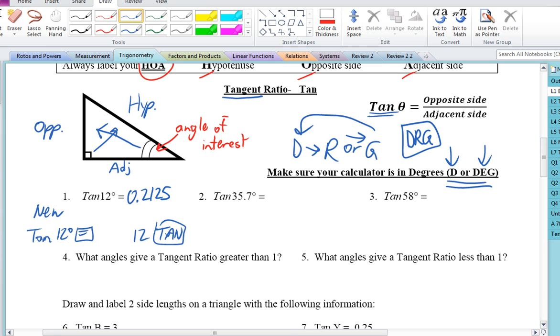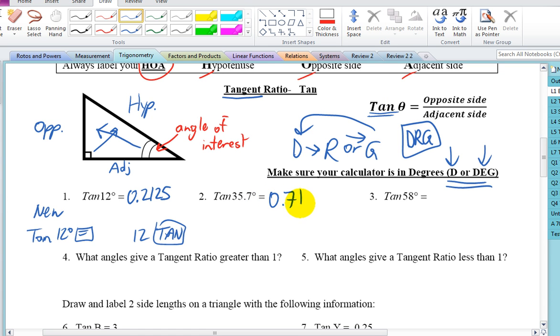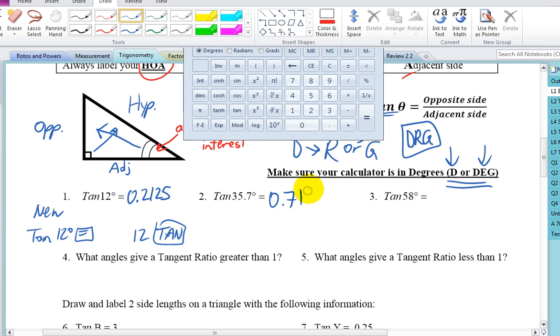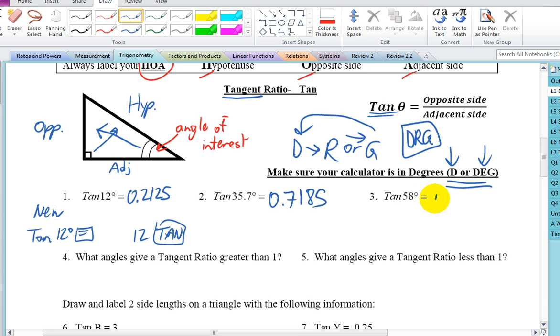Okay. Try the next one, tan 35 degrees. Okay, so 0.7002. Anyone not get that? That's because I did something wrong. Did everyone get that? Okay. So how many decimals do we want? 4. Good. And if it's not 4, you'll get wrong answers. Okay. And the last one, 58 tan. 1.6003.